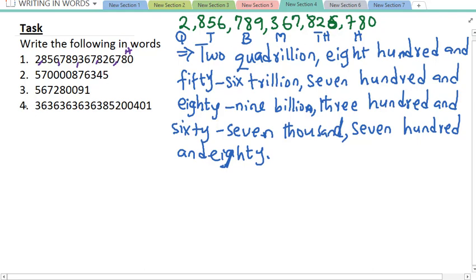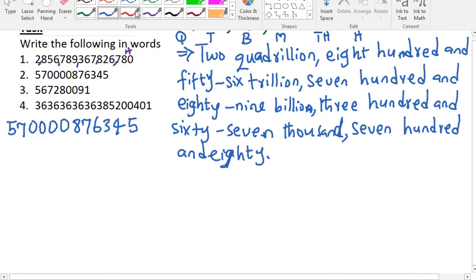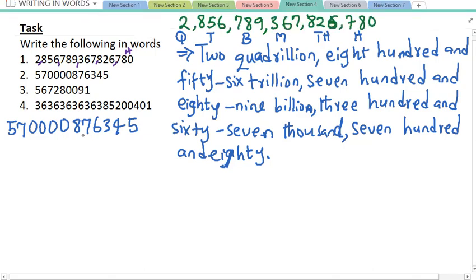So let's write out number two here. So I have 57,000. So I have 4 zeros here. So 0000 and 876, 876, 345. Okay, so let's have this. So 1 2 3 will cut, 1 2 3 will cut, 1 2 3 will cut.